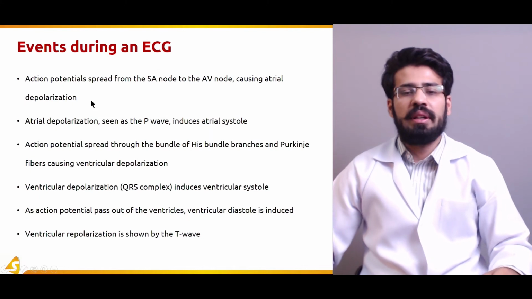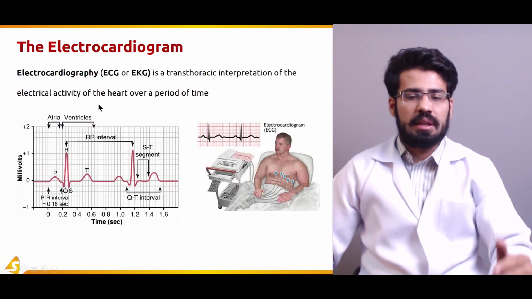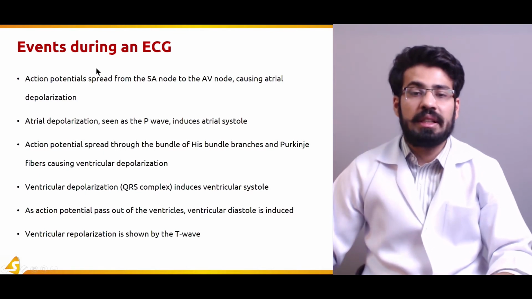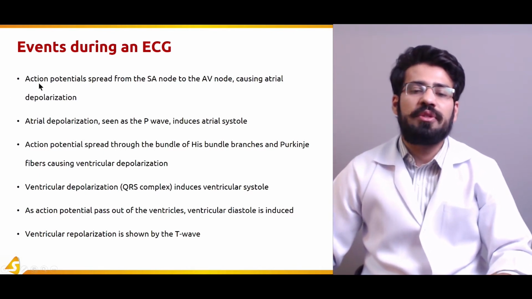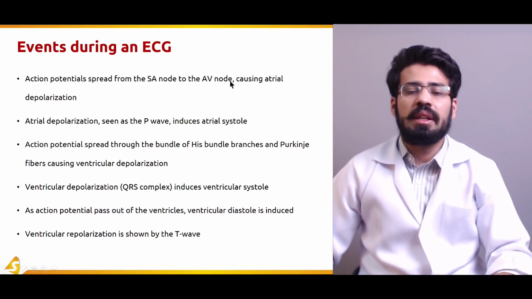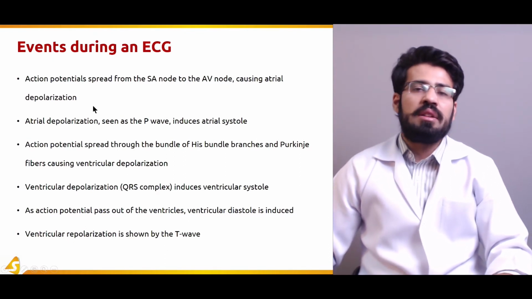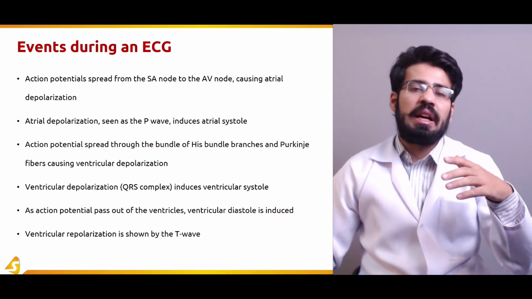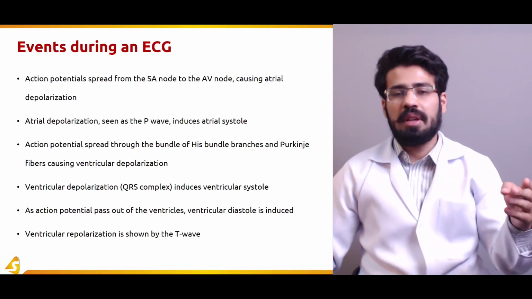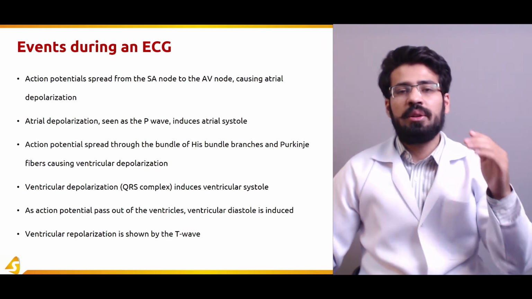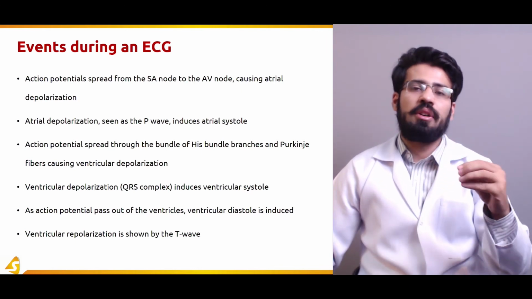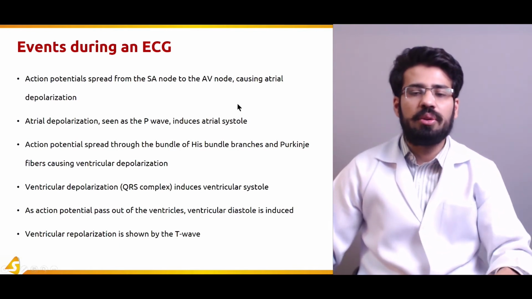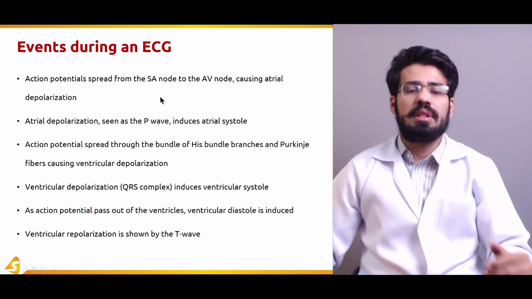Now let's move forward. What we have discussed in detail, I am going to summarize here: the events during the ECG. Action potential spreads from the SA node to the AV node, causing atrial depolarization. As it has been established, at the top of the atrium is the sinoatrial node. It will send a signal to the atrium to contract. After the atria contract, the signal will move towards the AV node, causing atrial depolarization.